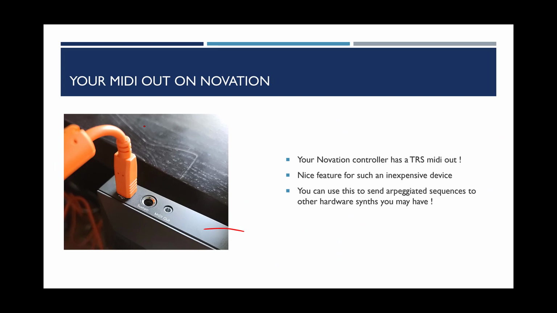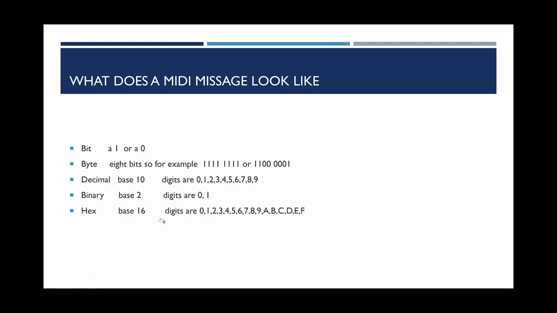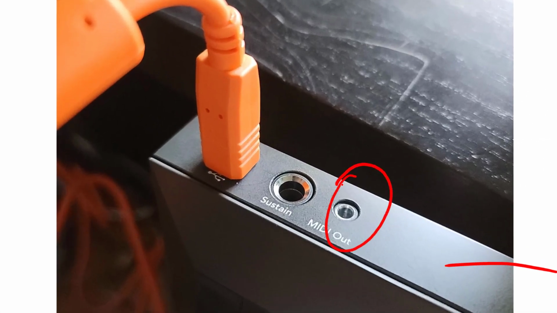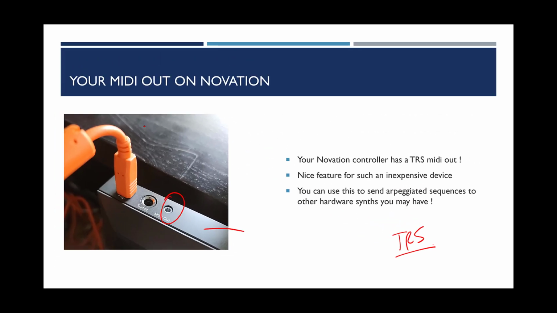Don't forget, one of the features on your Novation is that you have a MIDI out. Now, which one is that? Is that USB? Nope. Is it DIN 5? Nope. TRS, that's right. You've got a TRS MIDI connection. It doesn't send MIDI both ways. This just sends MIDI from your keyboard out to another device.